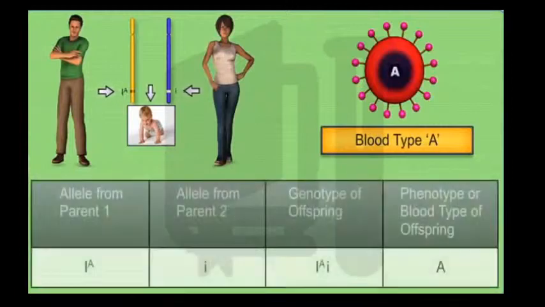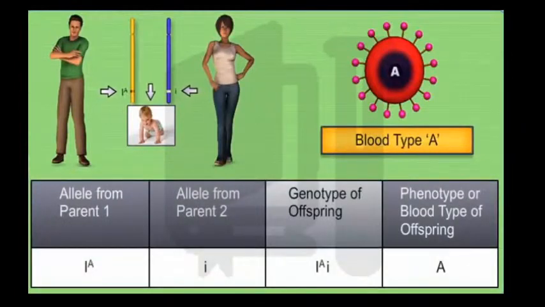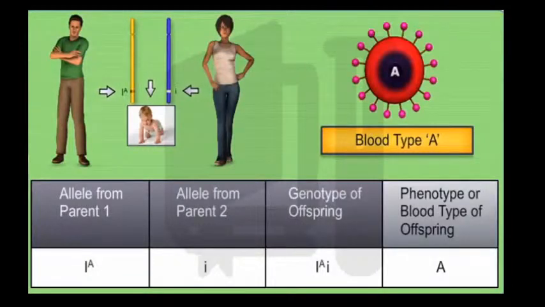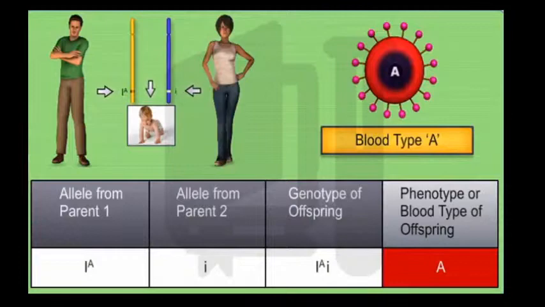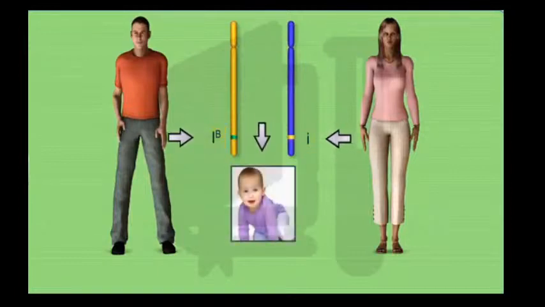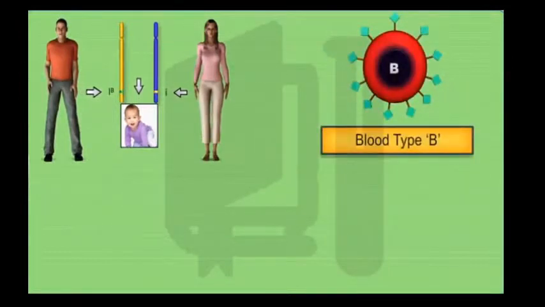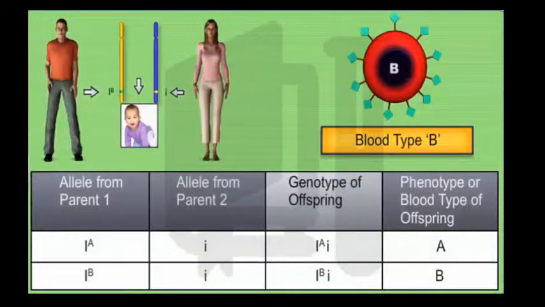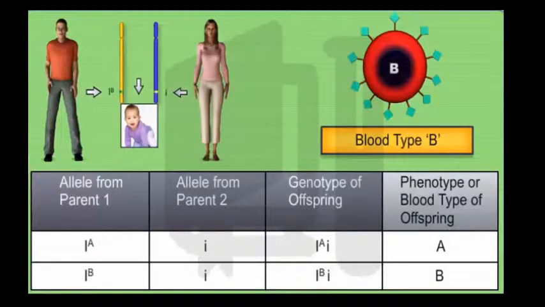The genotype of the offspring is capital IA small i, and the phenotype, or the blood group, is A. When the allele from one of the parents is capital IB and from the other is small i, only capital IB is expressed in the offspring, as small i doesn't produce any sugar. The RBCs have only type B sugar in them. In this case, the genotype is capital IB small i, and the phenotype is B.